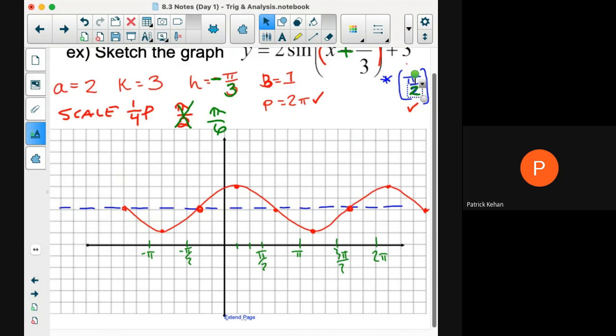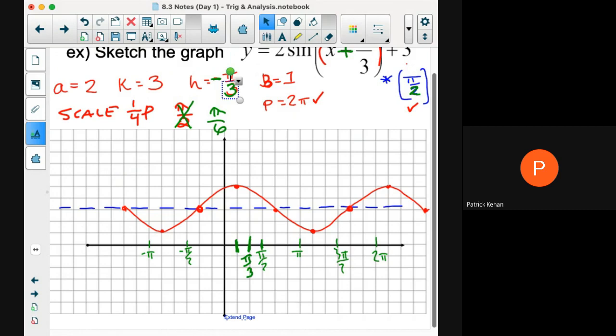So each tick mark here horizontally is 1 pi over 6, right? So counting them, 1 pi over 6, 2 pi over 6, 3 pi over 6 simplifies to pi over 2. And then I can also find pi over 3, because 1 pi over 6 right here, 2 pi over 6 simplifies to pi over 3. You want to pay attention, again, when the scale that you identified from the period is in a different denominator than the H value, use the common denominator, and that'll allow for a much easier graphing.